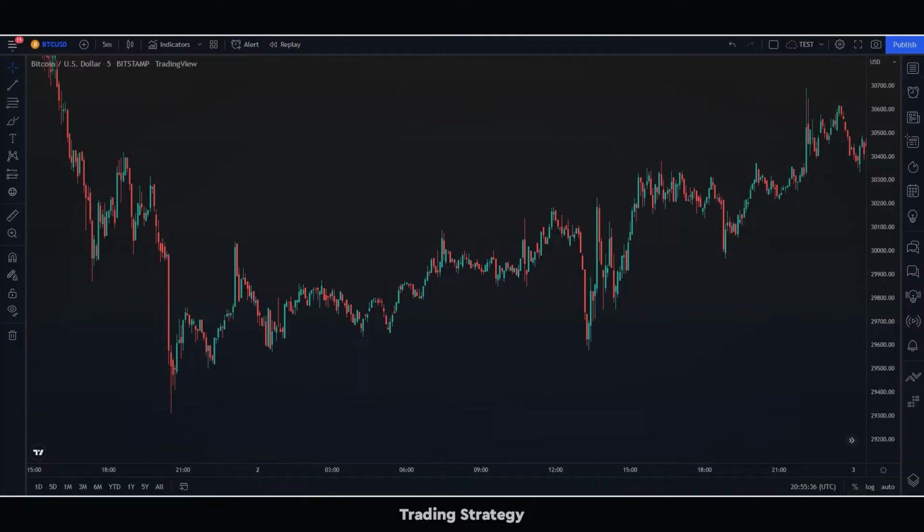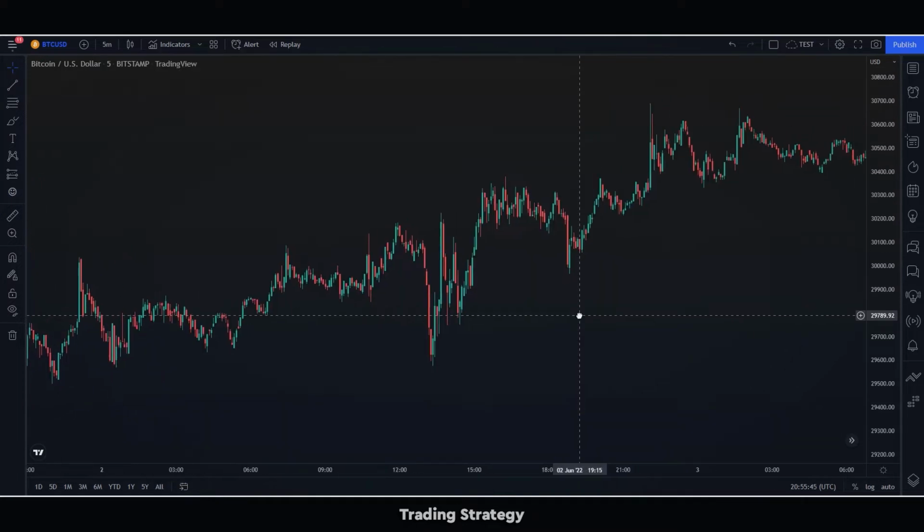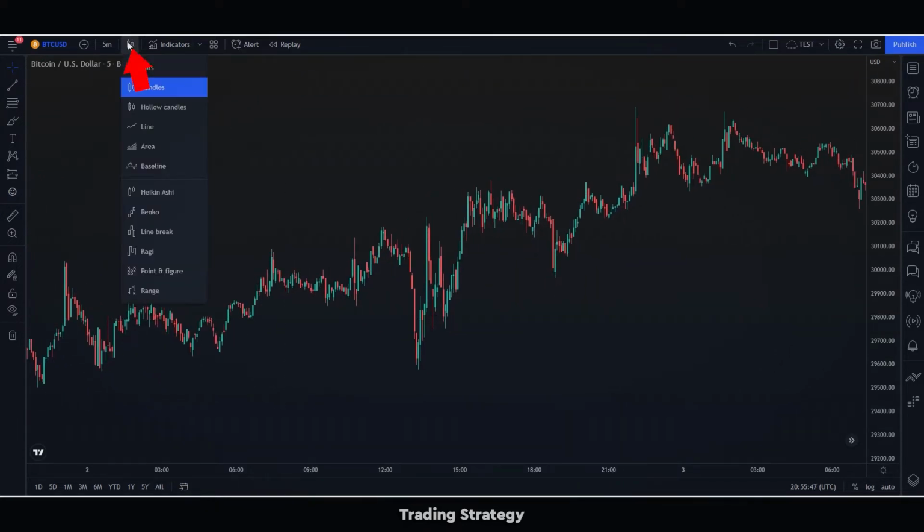In case you don't know, Heiken Ashi candles are very similar to Japanese candles, and they serve to simplify a normal Japanese candlestick chart, but smoother. To select them, we simply display here and select them.